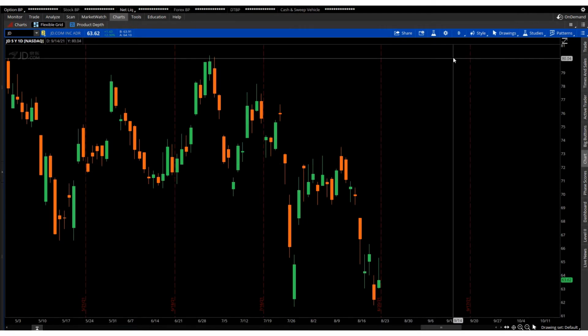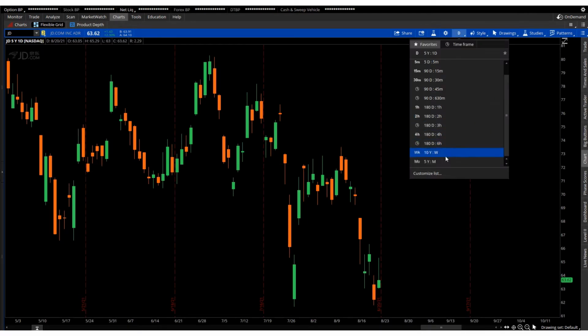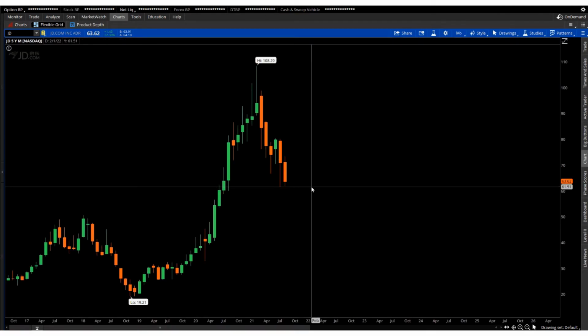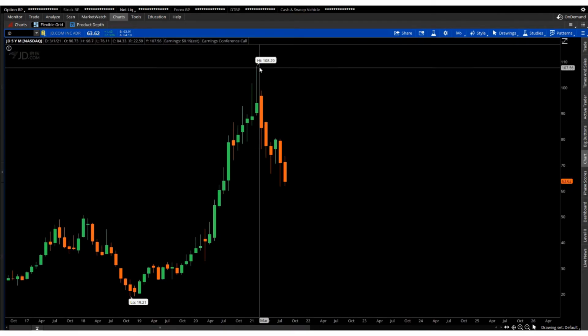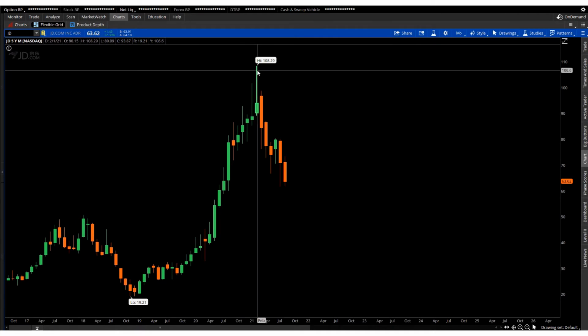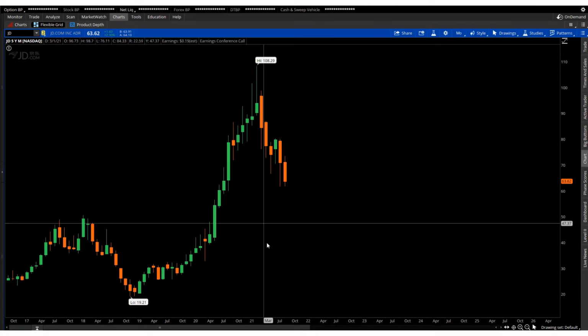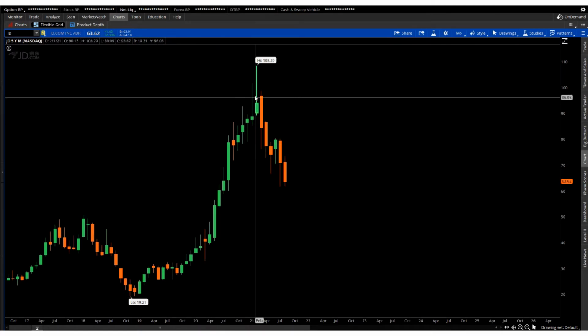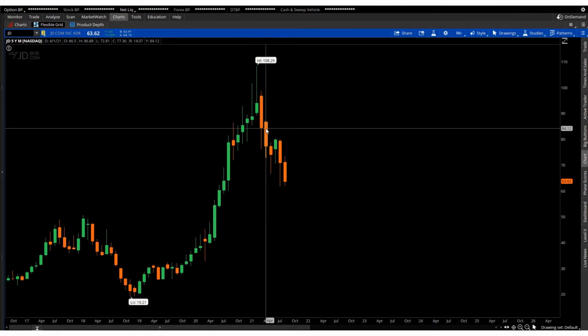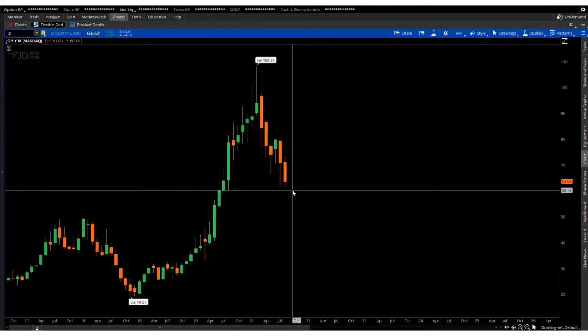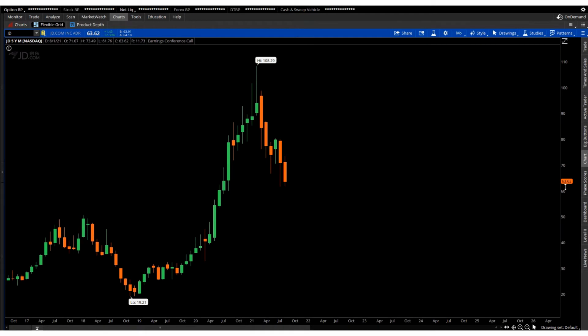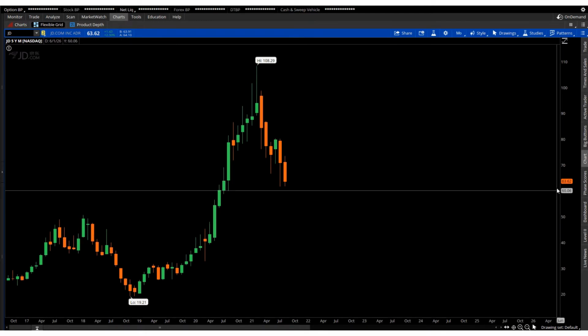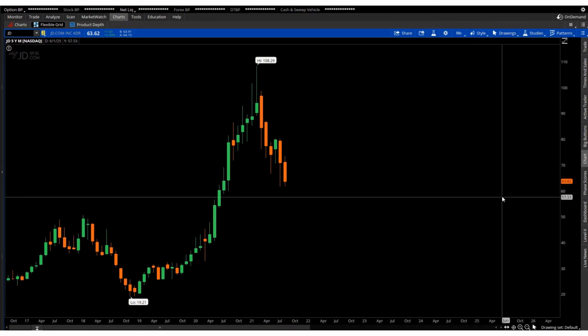And so what I did was, when I zoomed out to the monthly time frame for JD, you could see the high of $108.29 back in February of 2021, and its low of $19.21 back in November 2018. And since reaching its high, price has been gradually decreasing, and right now it's at this level here, $63.62.